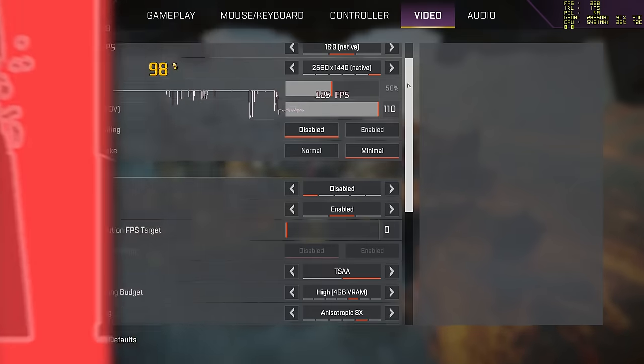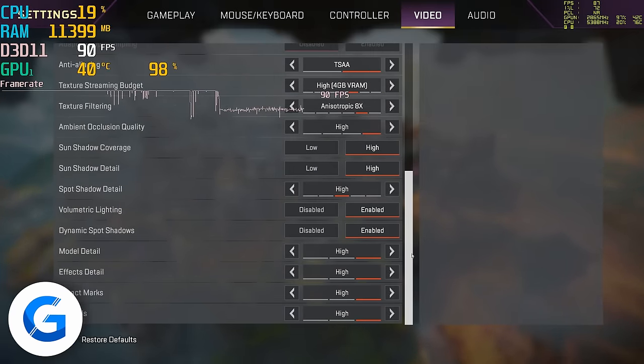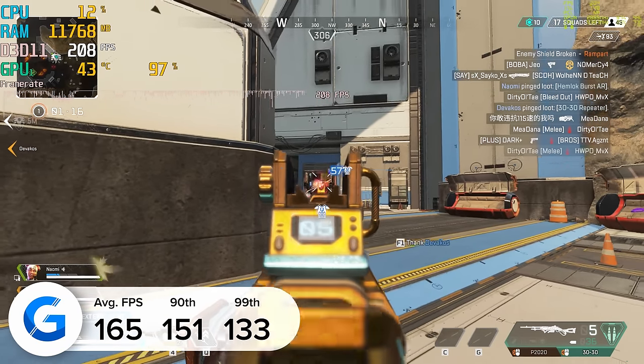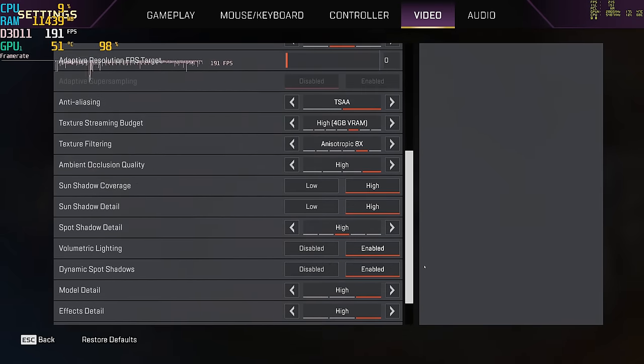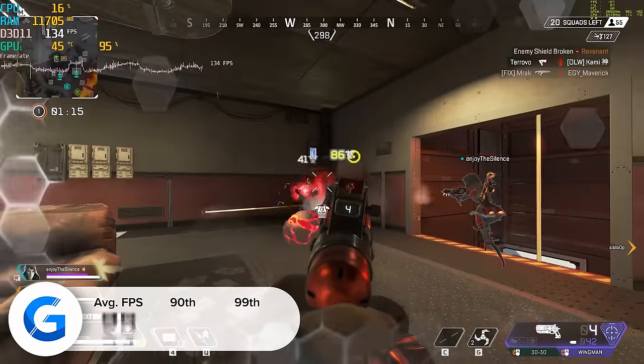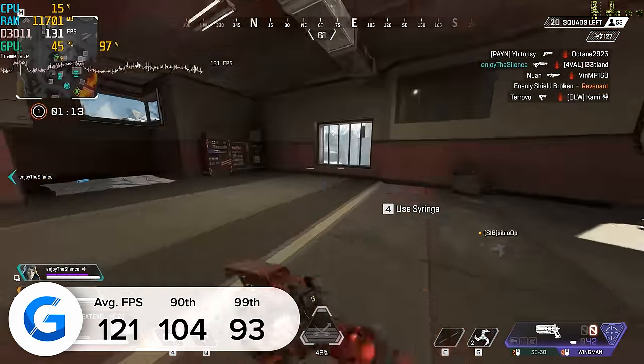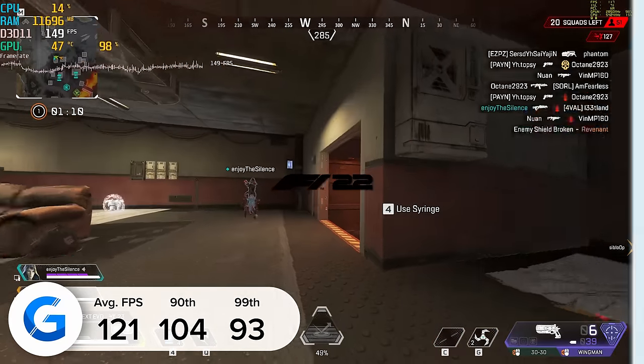Apex Legends, we did a couple of tests, first at 1440p high, pulling in 165 FPS on average, while jumping up to 4K resolution only reduced the frame rate to 121. So you've either got 165 or 121 FPS on average, depending on what resolution you'd like to play.